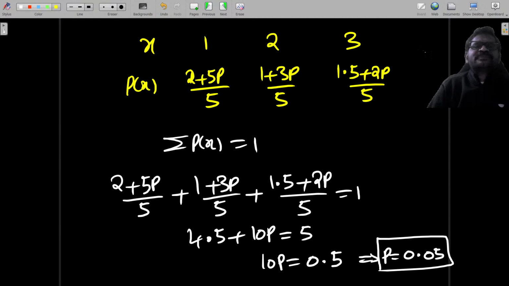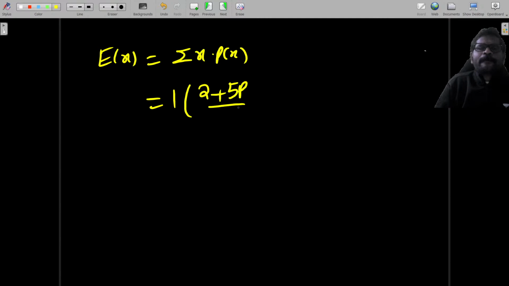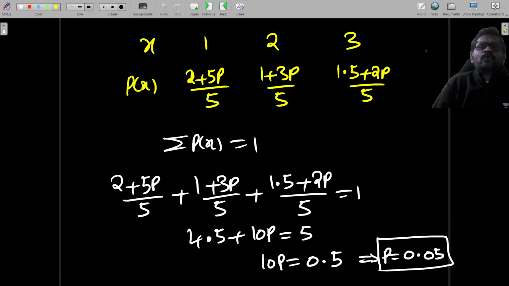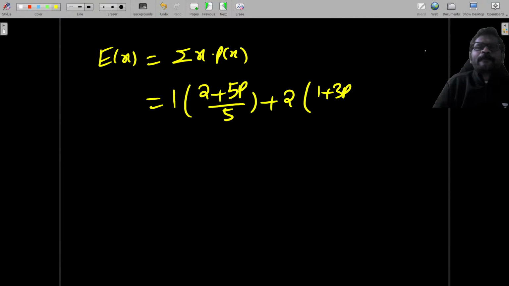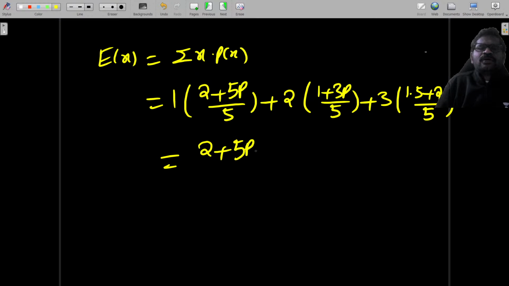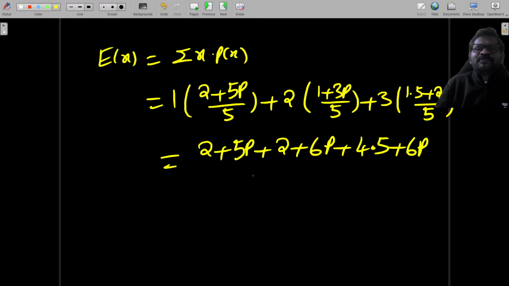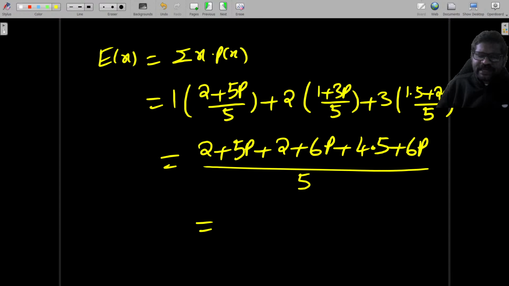Next, expectation of X, E of X, is sigma X into P of X. 1 multiplied with 2 plus 5P by 5, 2 multiplied with 1 plus 3P by 5, 3 multiplied with 1.5 plus 2P by 5, that is 2 plus 5P, 2 plus 6P, 4.5 plus 6P, all by 5.